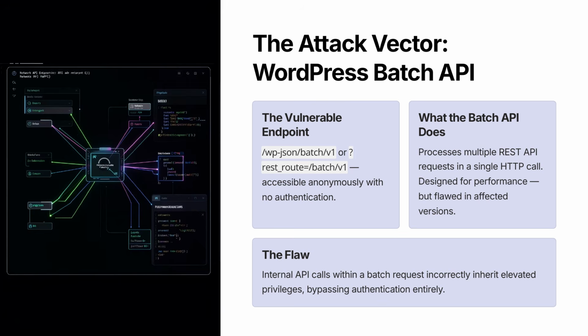The issue is that internal API calls inside a batch request can incorrectly inherit elevated privileges. In practice, that means an unauthenticated attacker can trigger actions that should require authorization, because the server treats those batched internal requests as more trusted than they really are. So the core problem is not just exposure of an endpoint, it's the combination of anonymous access and improper privilege handling inside the batch processing logic.